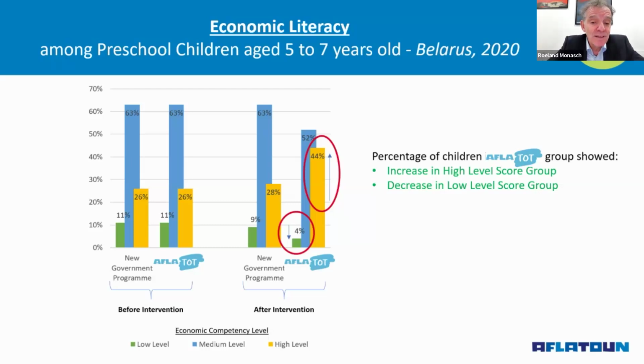So ultimately, the government concluded that actually the AflaTot program is an added value and is more powerful to bring children of 5 to 7 year olds the basics about finance. And they decided, therefore, as a result of this study, to integrate AflaTot in the national curriculum.